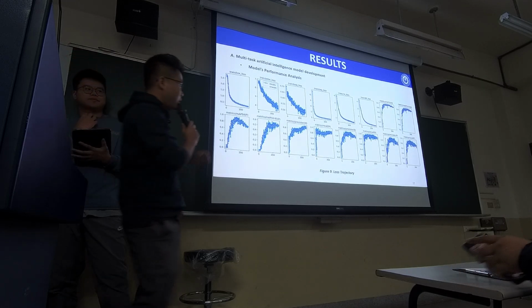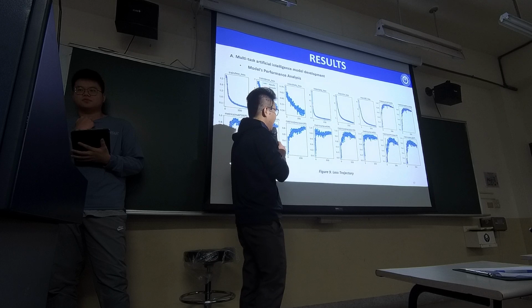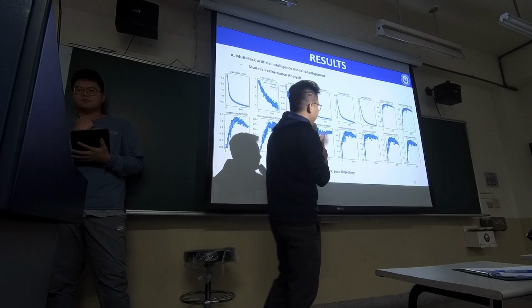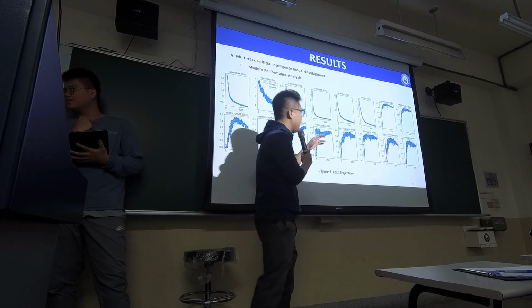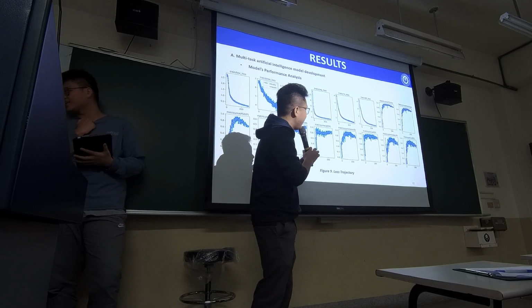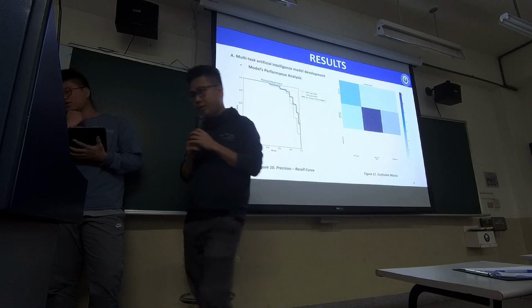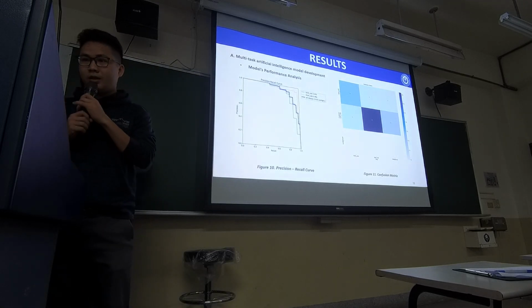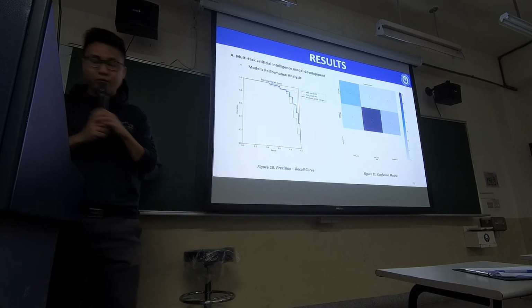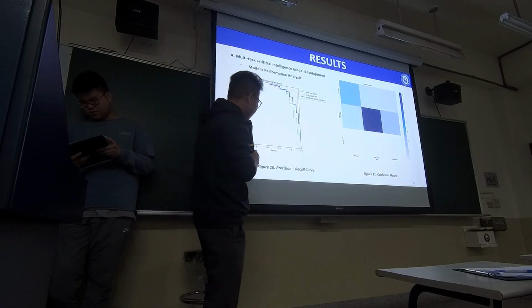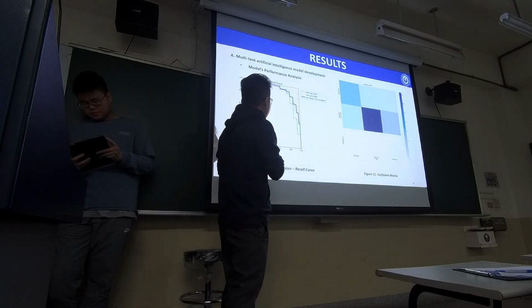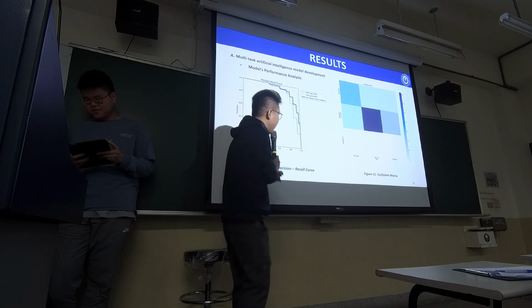This is the result from the model for the metrics. We use average precision 50, and you can see the performance is close to 1. And for the results, we can see the confusion matrix and the precision curve. The model performed well.